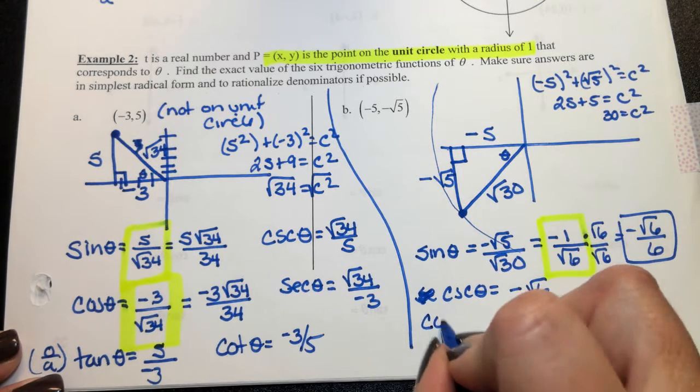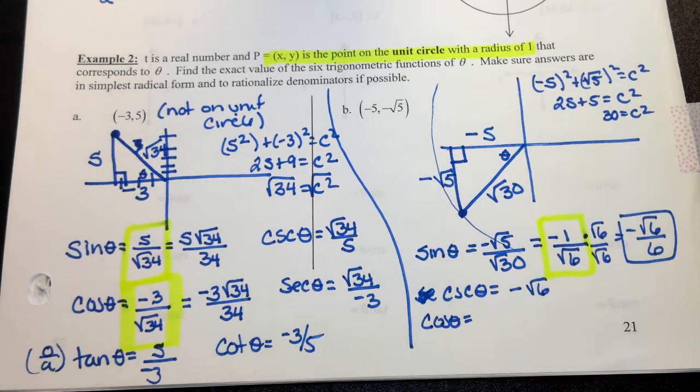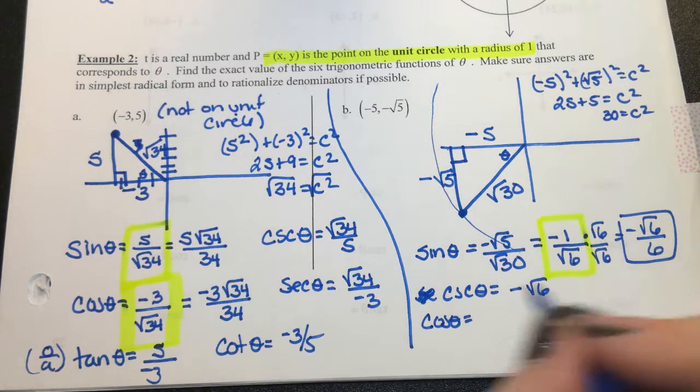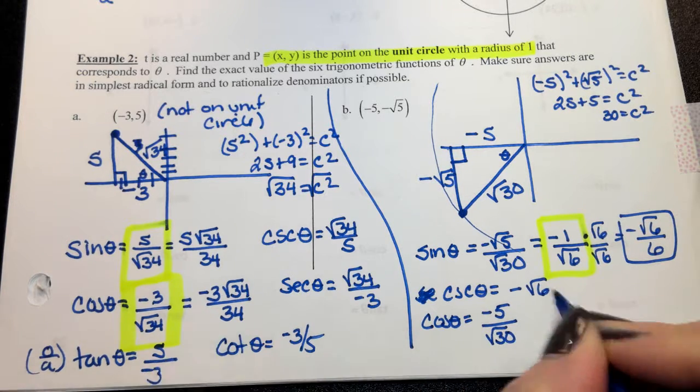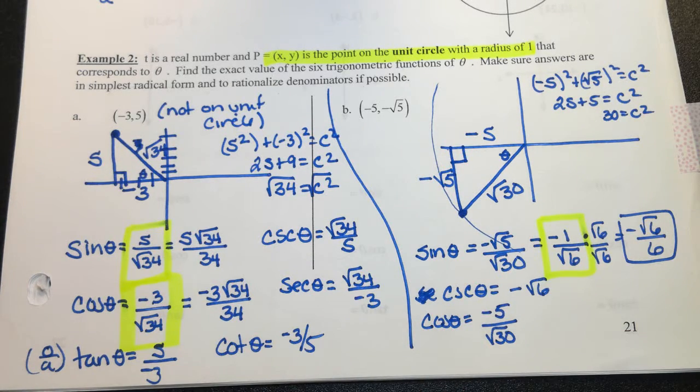Cosine is adjacent over the hypotenuse. So that's going to be -5 over square root 30. Now, I can't reduce this fraction, guys. There's a difference between the sine and the cosine. The sine had a radical 5 in the numerator. This one does not. You can't cancel a number that's not under a radical with a number that is. It's not a mix and match sale.